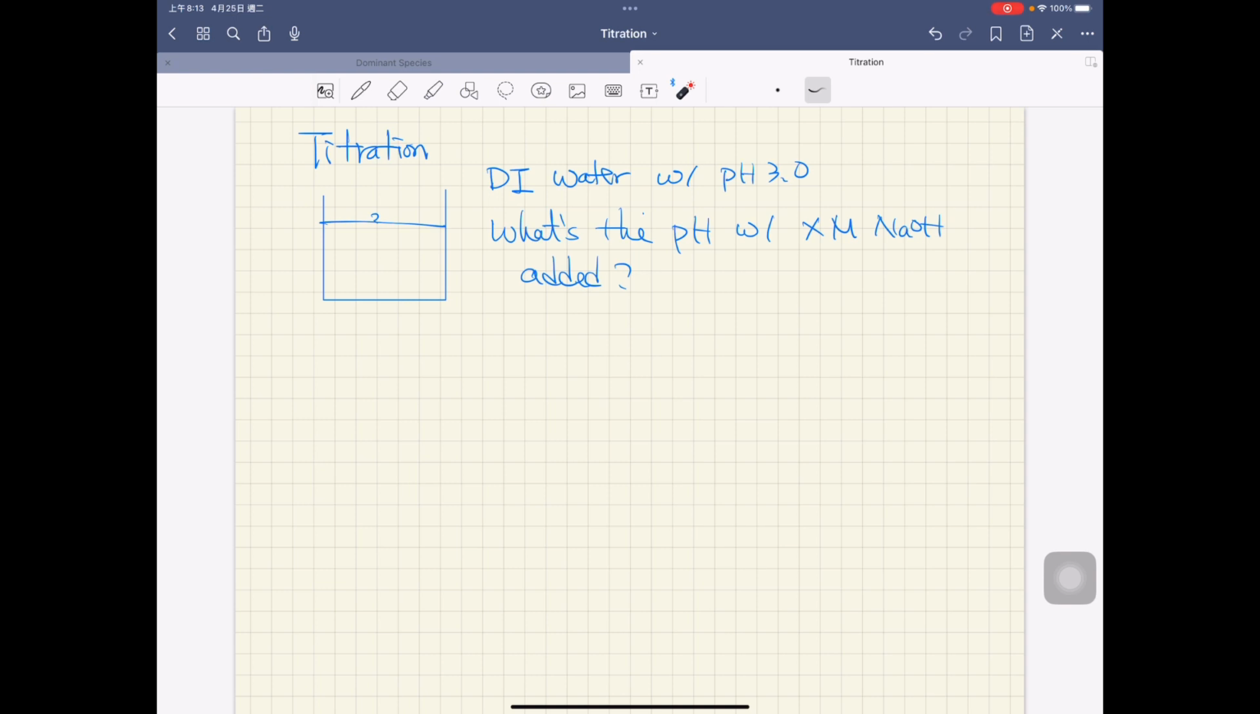My question for you is, if I ask you to do the titration, it means that I ask you to add NaOH into this solution, and this X could be 10 to minus 7, 10 to minus 6, etc. And I ask you, what is the pH after that NaOH has been added? So to begin with, let's use a proton condition, total H condition, to set up this problem.